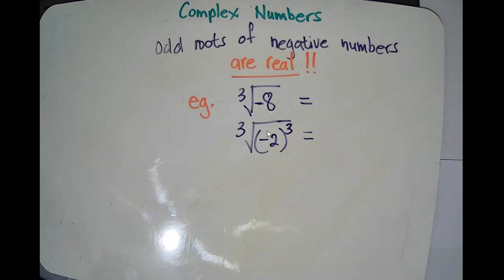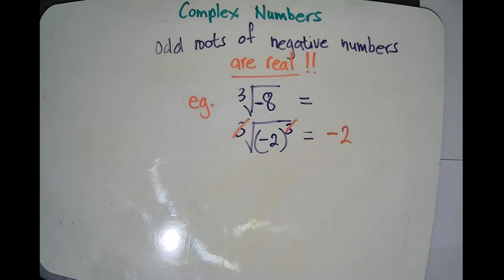Okay, you with me? So the 3 will cancel that 3, because this 3 becomes divide by 3. When we see the cube root, it means divide the exponent by 3. So this is going to give me minus 2 to the power 1.